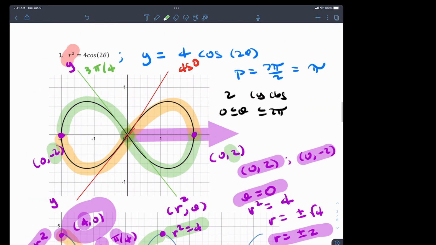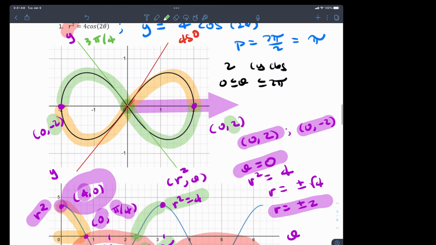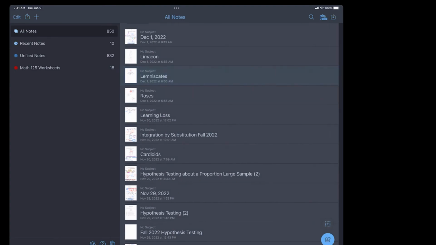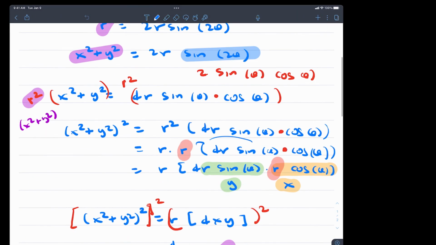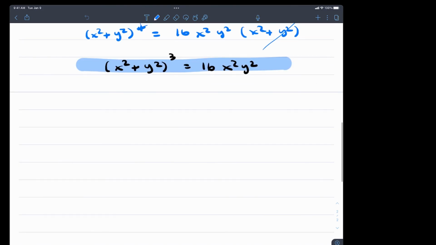So this is how you graph the very famous lemniscate that you guys see here. There's two things going on there. And r squared is 4 cosine 2 theta. So if you said, wow, what's the Cartesian coordinate? You know, you got what? R squared is what?